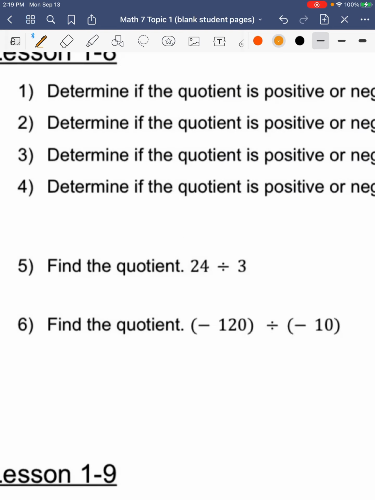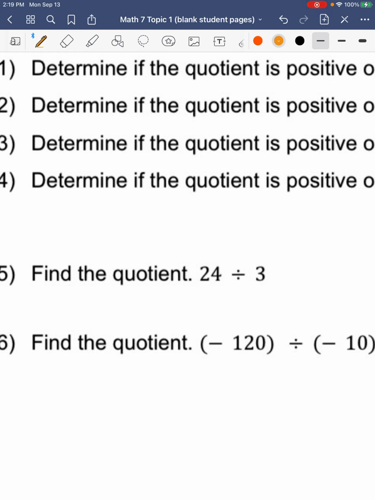Okay, moving on to number 5. Find the quotient. So we're just simply going to divide. 24 divided by 3. Well, both of them are positive, so I know that my answer needs to be positive. And 24 divided by 3 is 8. So my answer is 8. Now, I could use a related multiplication fact to figure that out. So I could say that 3 times some number equals 24. Well, what would that number be? That number would be 8. Okay, so you can use multiplication facts to help you.